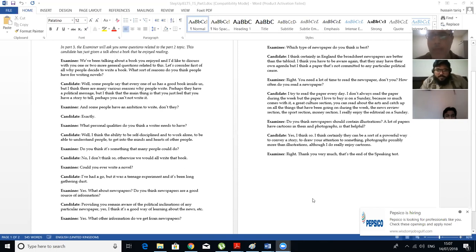Where is it? Second page, second question, examiner. You need a lot of time to read the newspaper, don't you? Okay. How do you read a newspaper? How often do you read a newspaper? Can you try to be a bit more fluent? How often do you read a newspaper?